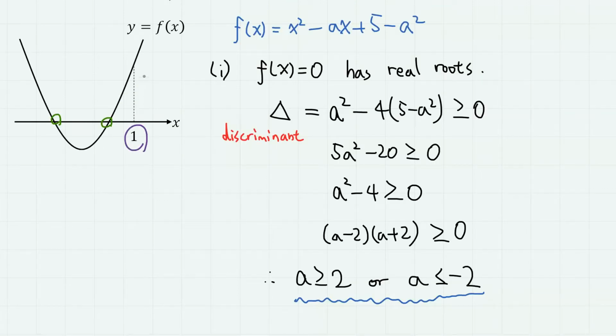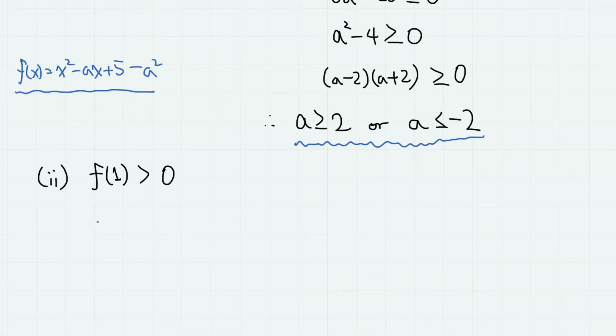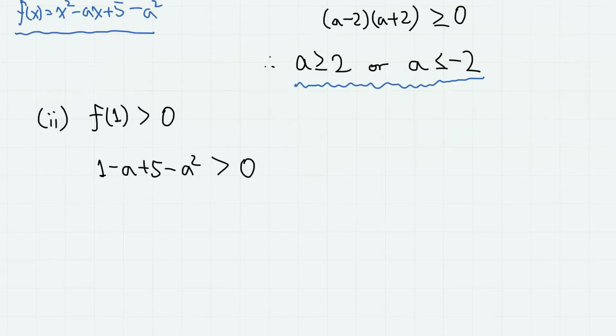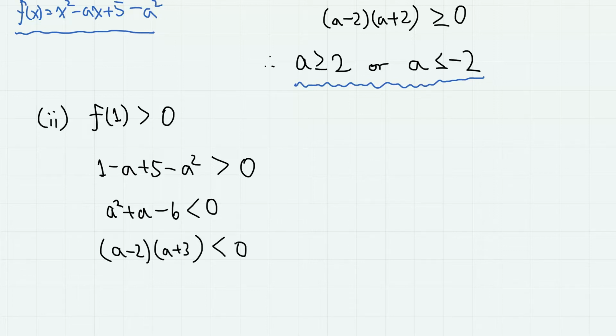Second, the value of the function at x equals 1 must be greater than 0. Therefore, we have 1 minus a plus 5 minus a squared is greater than 0. Which is a squared plus a minus 6 is less than 0. So we have (a minus 2) times (a plus 3) is less than 0. So therefore we have a is greater than minus 3 and less than 2. So we have this additional condition.